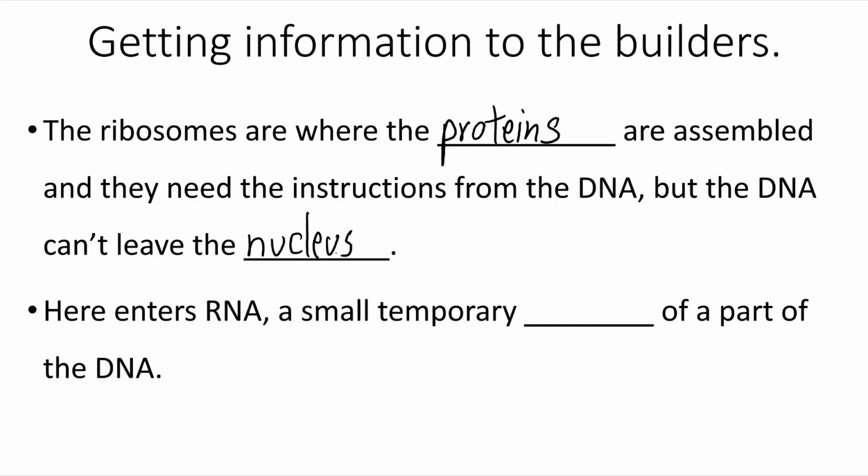Here enters RNA, a small temporary copy of a specific section of the DNA. So an RNA is a molecule, a nucleic acid like DNA, but instead of being an encyclopedia, you can think of it as a photocopy of one page of the encyclopedia that can then go out and do its work and is eventually destroyed.